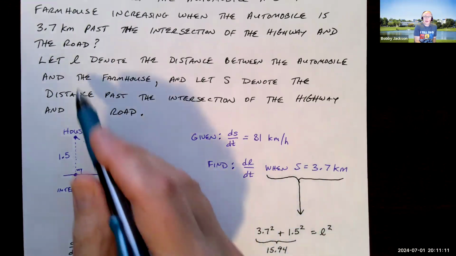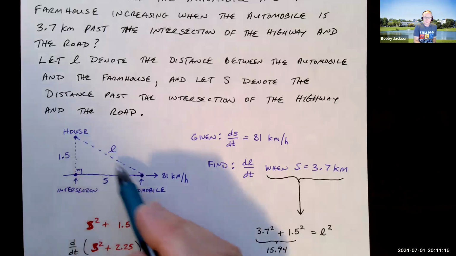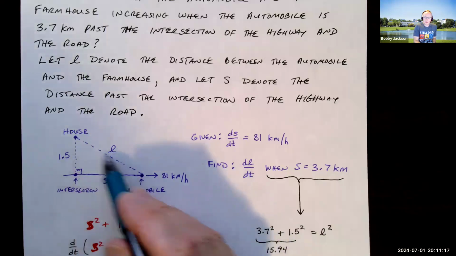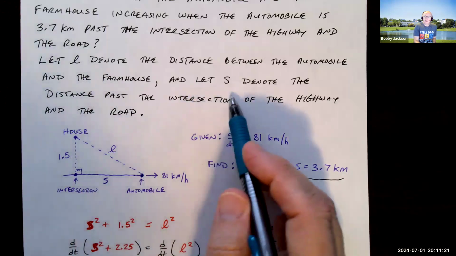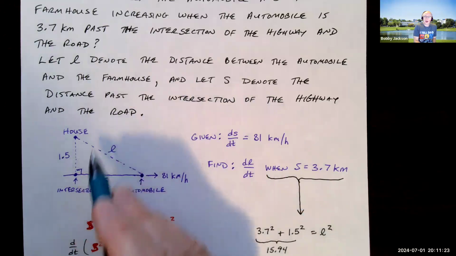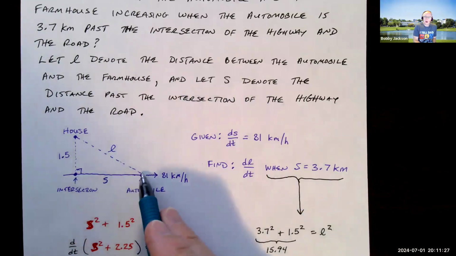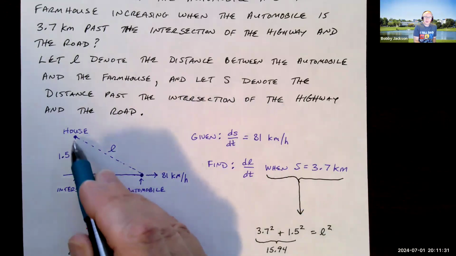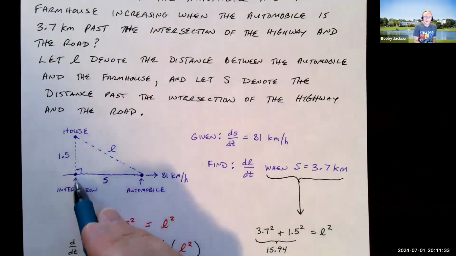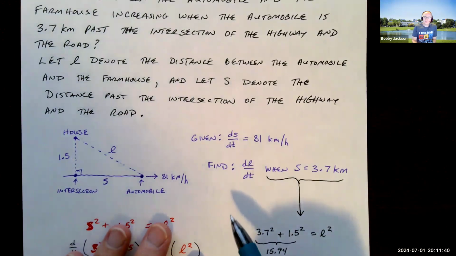So they said let L denote the distance between the automobile and the farmhouse. So here's the farmhouse. Here's the automobile, calling that dashed line distance L. And then let S denote the distance past the intersection of the highway and the road. So the intersection of the highway and the road to the automobile, that's that distance S. Okay. And so you can see, because the distance here we're talking about is the perpendicular distance to this highway, this is a 90-degree angle, and you see we have a right triangle. That'll be important in the problem.